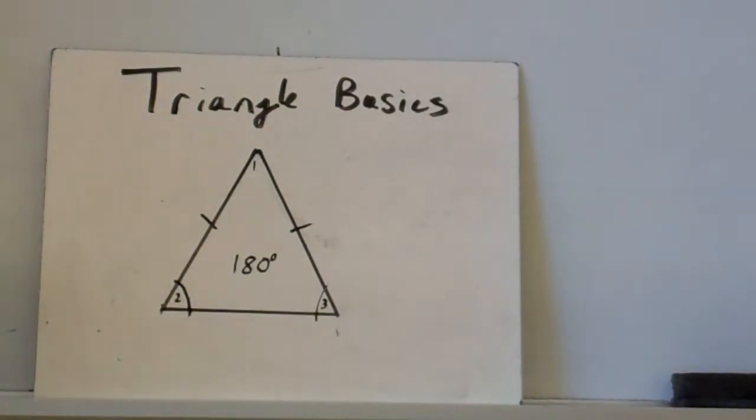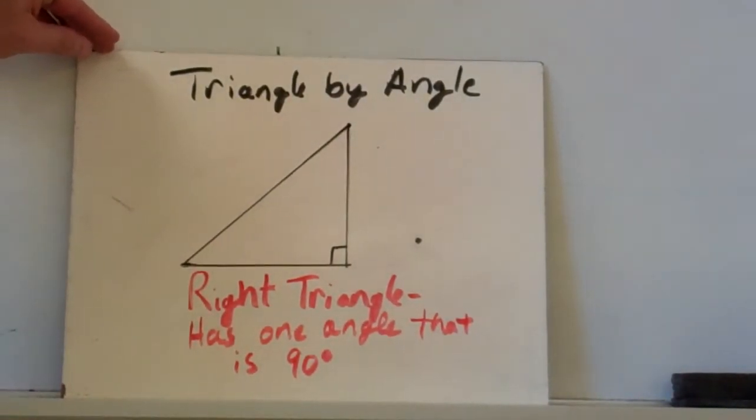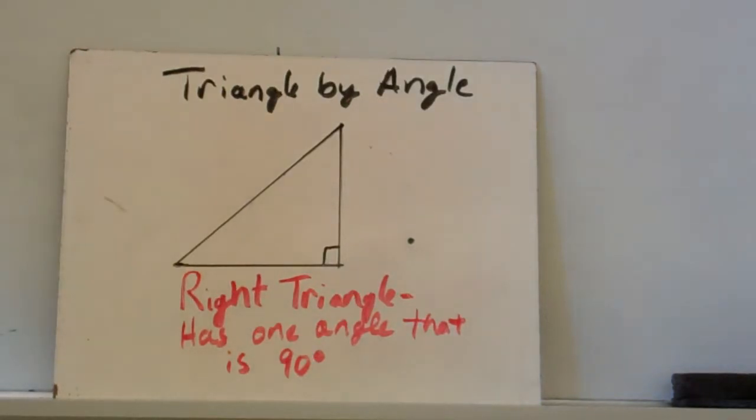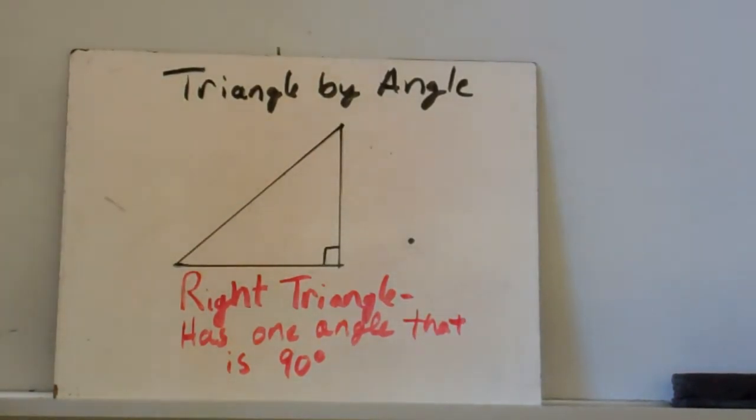So let's talk about triangles by angles. Identifying triangles by angles first. And so the first triangle that we'll look at is called a right triangle. And a right triangle has one angle that has a measure of 90 degrees. And you can see that I've used the notation for a 90 degree angle by putting that box in the corner.